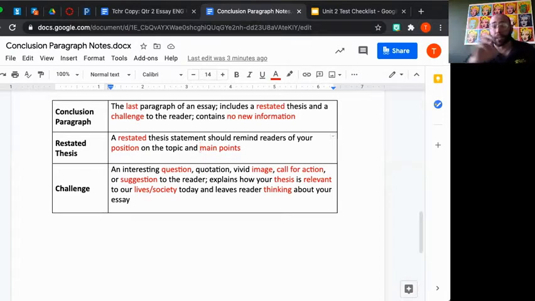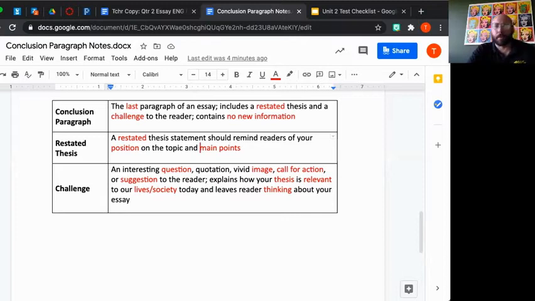However, I would suggest that you at least flip it. Maybe put your main points first, followed by your topic and position. So instead of "I love dogs because of A, B, and C," you might write "A, B, and C are the reasons why I love dogs." Period. Restating your thesis. Next up is your challenge.